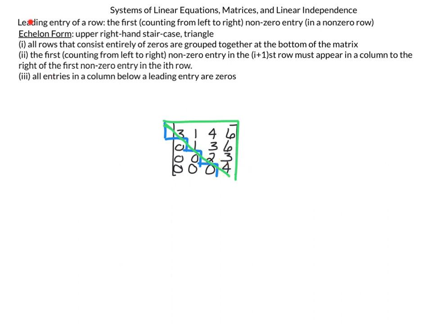This last condition, first we need to know what a leading entry of a row is. The first, counting from left to right, non-zero entry is the leading entry. So where are our leading entries? These are our leading entries. So this last condition to be an echelon form: all entries in a column below a leading entry are zeros. And you can see that is true. Here's our leading entry 3 and everything's 0. Leading entry, everything's 0 underneath. Leading entry, everything's 0 underneath. So this here is an echelon form according to the formal definition of echelon form.